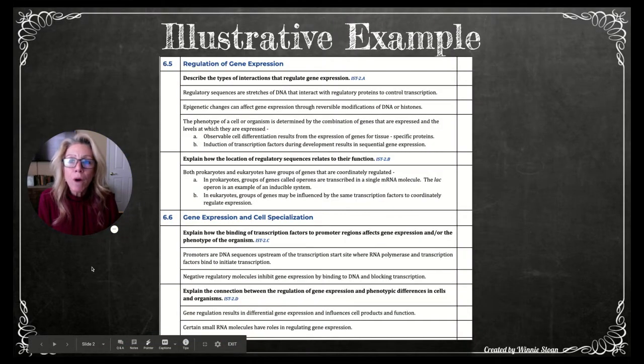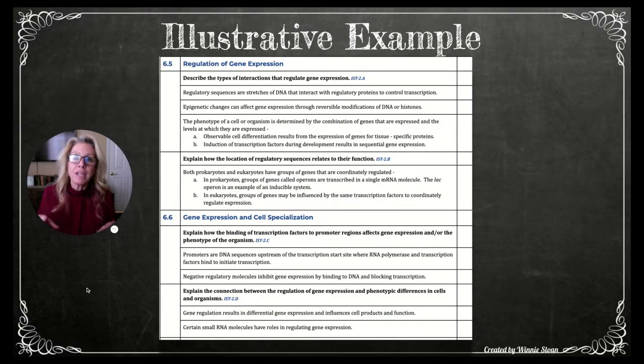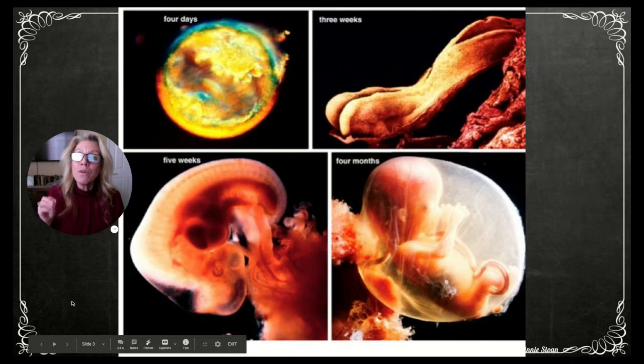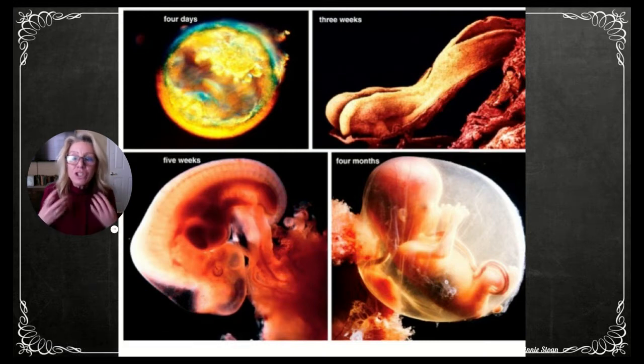But I want to tell you why I'm talking about development. It's an illustrative example of two things, 6.5 and 6.6, about the regulation of gene expression and cell specialization. So the College Board wants you to understand concepts, but be able to apply them. And this is a common application. All right, so we're going to study the genetics behind development.